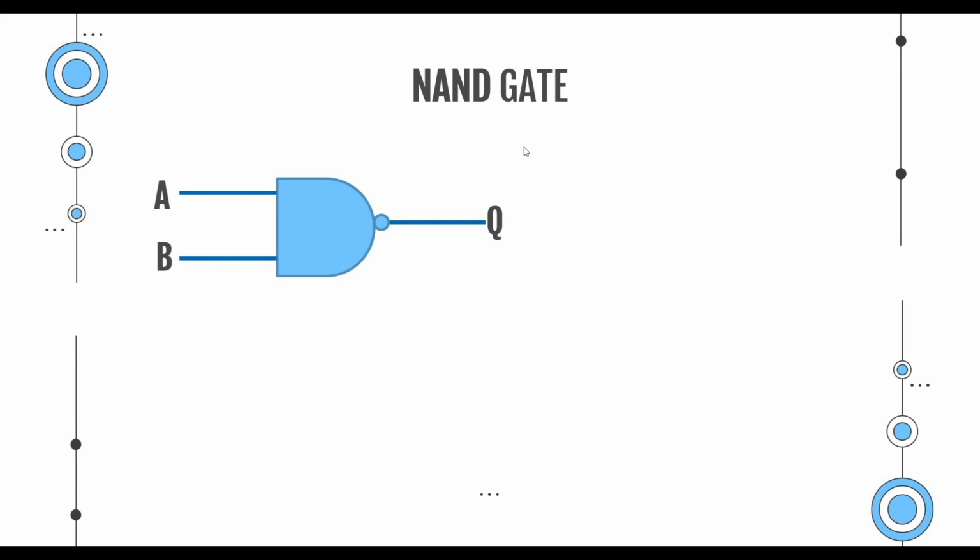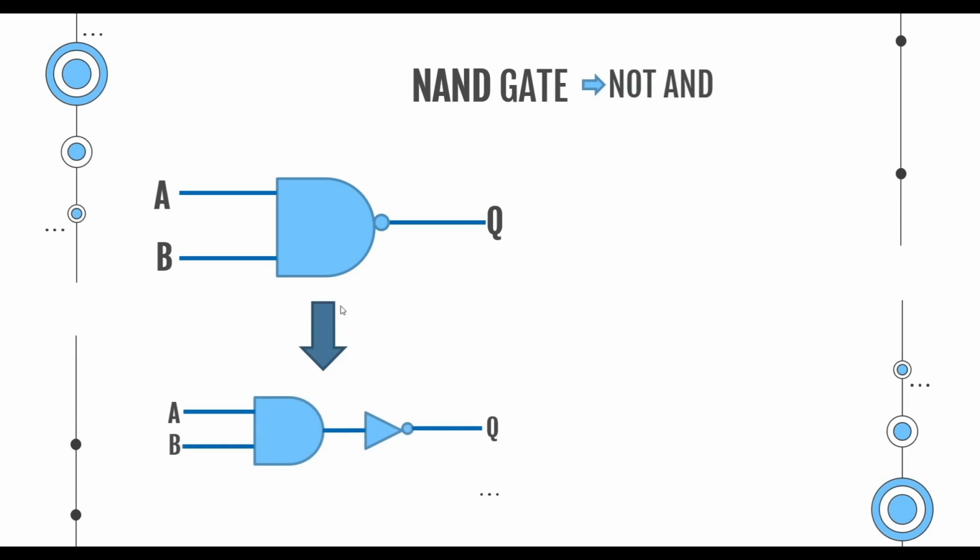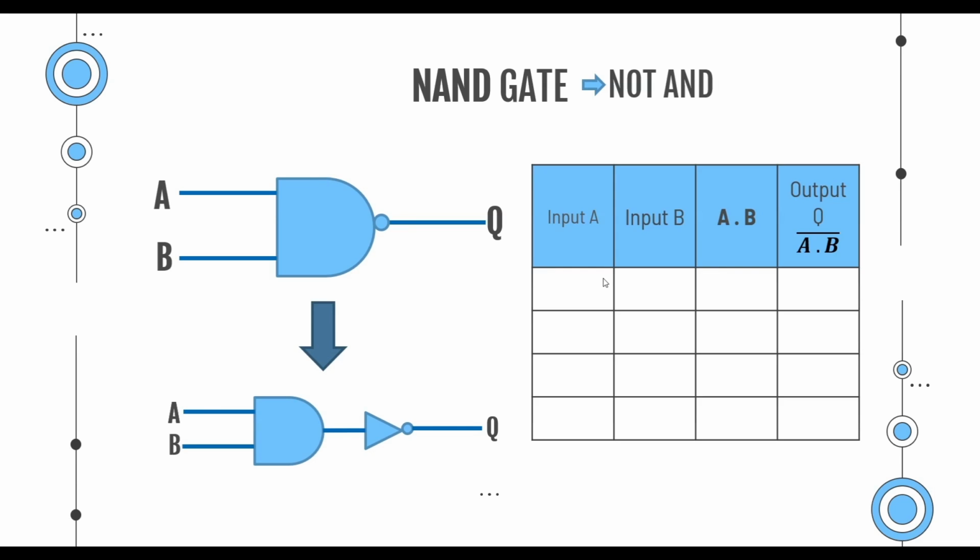What does this NAND gate mean? This NAND gate is not AND. It can be represented by the combination of an AND gate and a NOT gate. So this NAND gate will produce the inversion of the AND operation. So let's fill the truth table for this NAND gate.